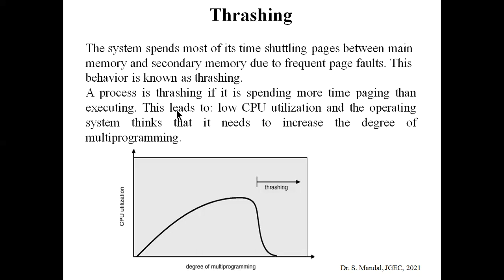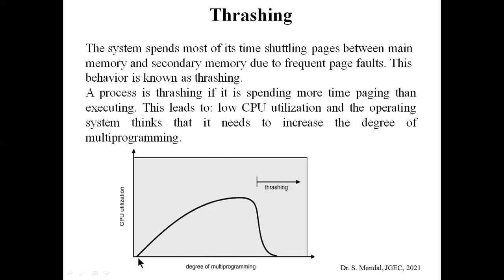A process is called thrashing if it spends more time in paging than in executing. This leads to low utilization of the CPU, and the operating system thinks that more processes need to be loaded into main memory, so the degree of multiprogramming is increased. This is the graphical plot of degree of multiprogramming against CPU utilization.